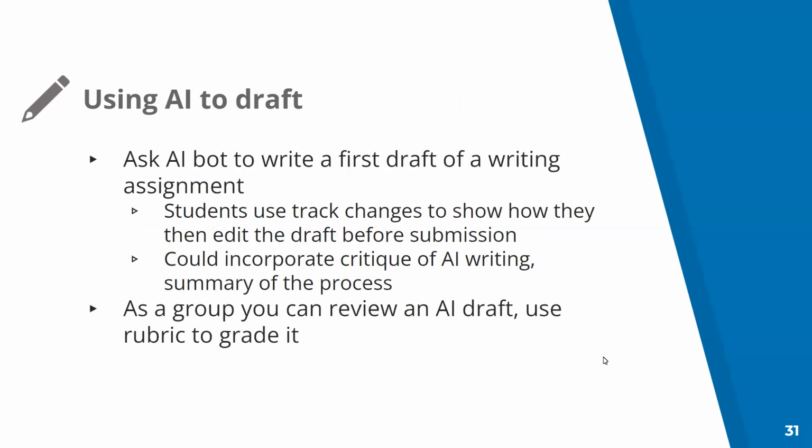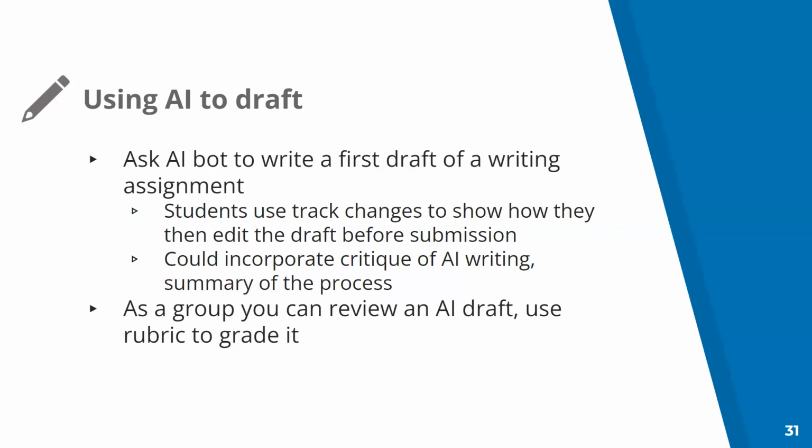So now shifting the focus a little bit from using AI as a critique to using AI to draft. This is flipping the order, where you have the AI bot do a first draft of some form of writing, and then students finish and complete the assignment from there. So if you have a writing assignment, you can say, first submit this to an AI bot and get a draft. And then students do all the work of editing.